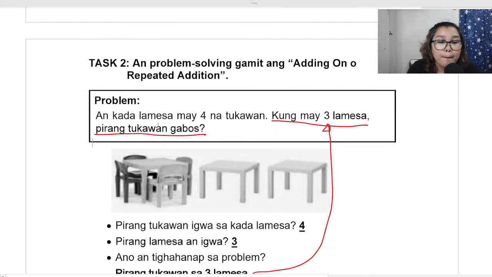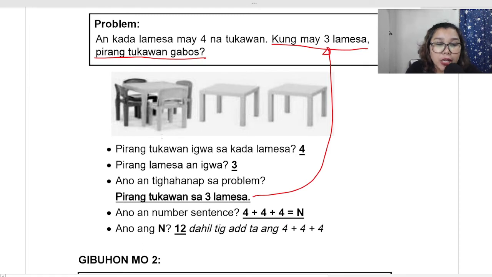So, that's it. We are after the number of chairs. What is the number sentence? 4 plus 4 plus 4 equals N. So, how did we get 4 plus 4? This is the 4 for the first table, plus 4 for the second table, plus 4 for the third table. Because we are after the number of chairs. With 4 for each table, then we need to get 4 plus 4 plus 4 equals N. So, that is the plan. It's only a plan, that's why it's N. We call it a number sentence.